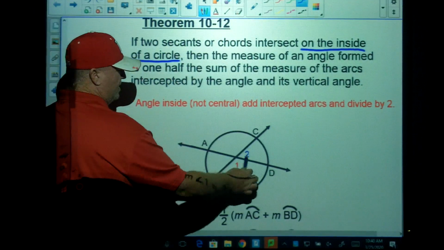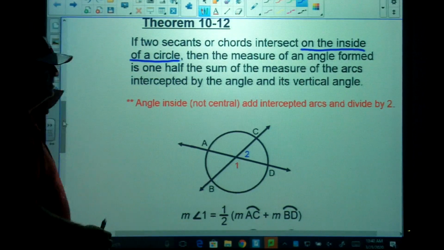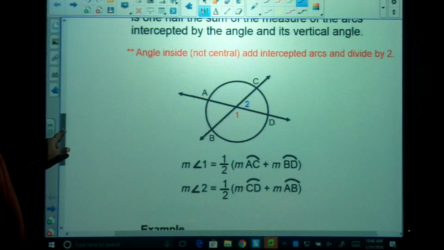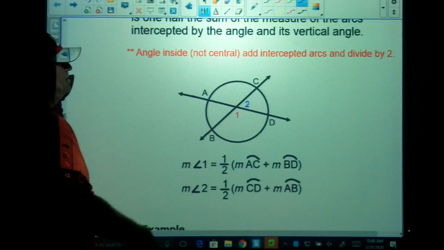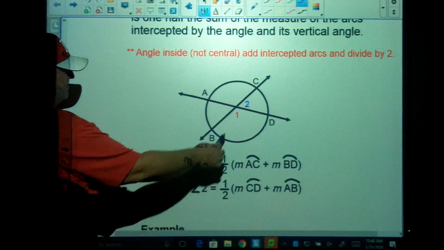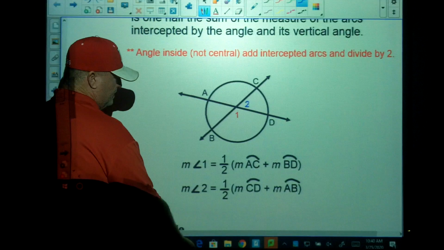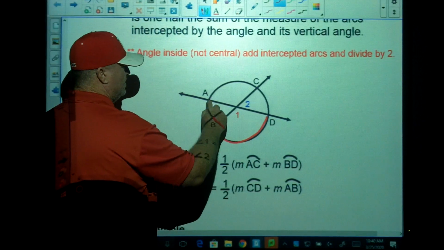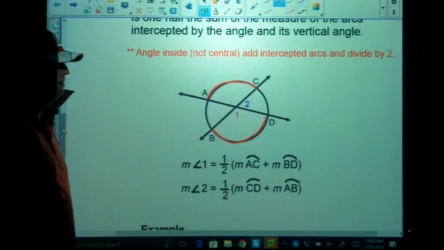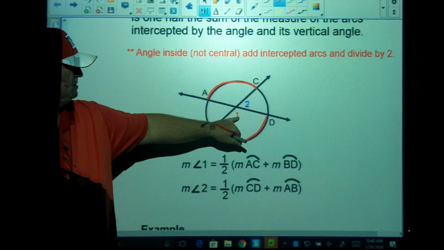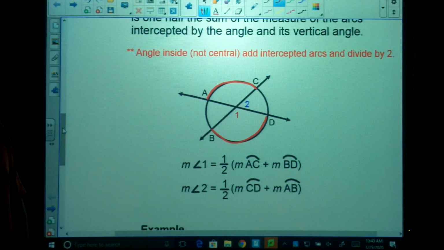Okay, here are our vertical angles. As you know, vertical angles are congruent. So for the angle inside, as long as it is not a central angle, you are going to add the intercepted arcs and divide by 2. So if I want to find the measure of angle 1, I have to find this intercepted arc and this intercepted arc. I'm going to add those together and then divide by 2 to get my angle.